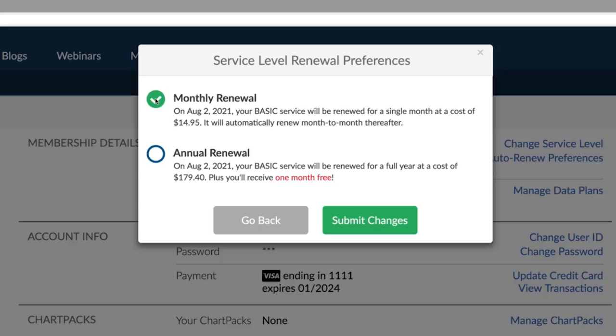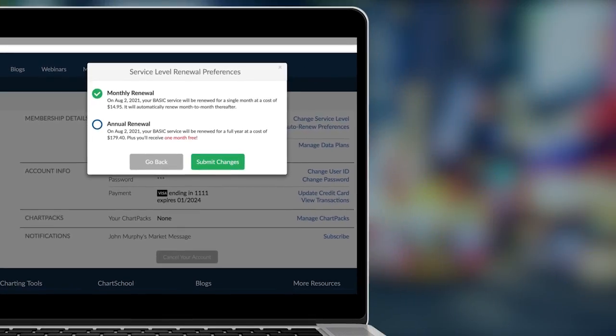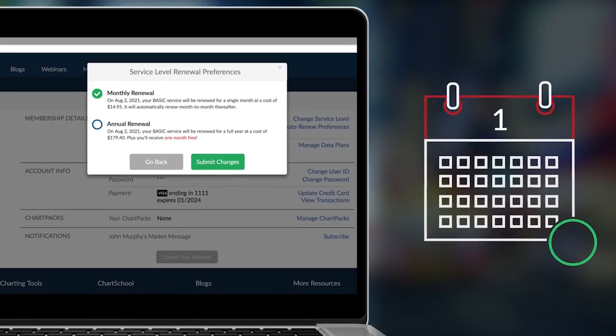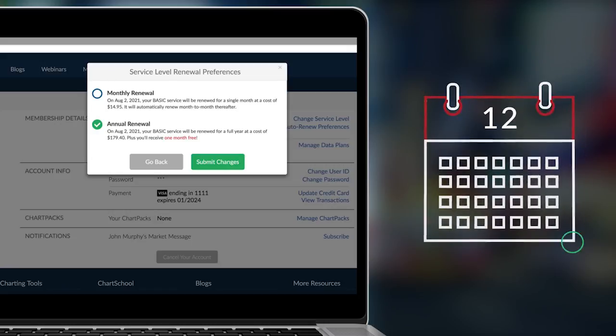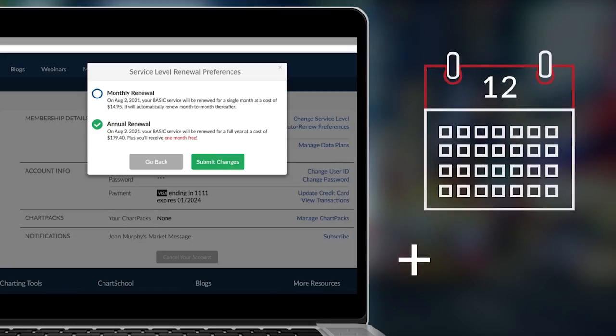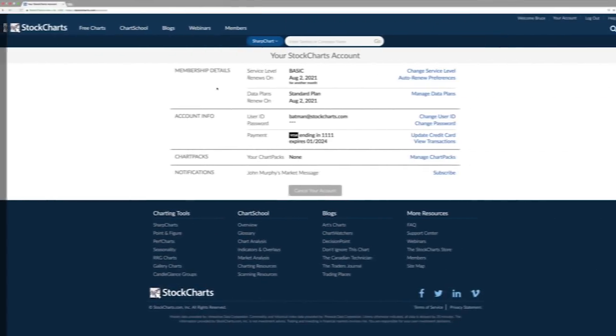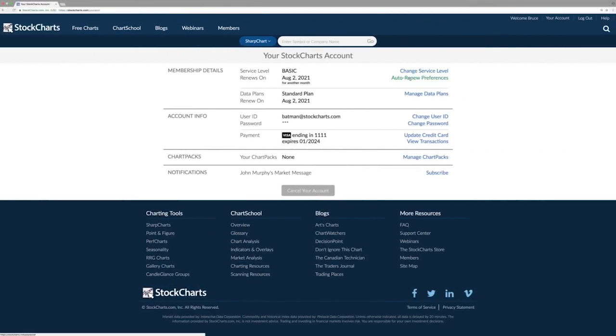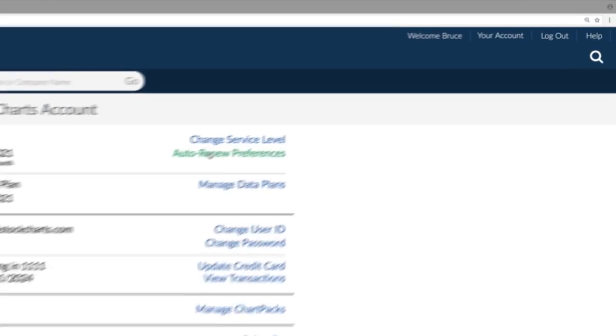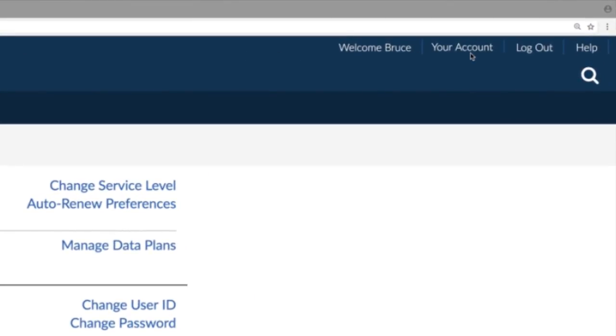Our monthly renewal option is similar to most other web-based subscription services. You pay for 1 month of service at a time, and your account will simply renew automatically each month. With our annual renewal option, you prepay for 12 months of service and we'll give you the 13th month for free. If at any point you'd like to change your service level or renewal preferences, you can always do so from the Your Account page.